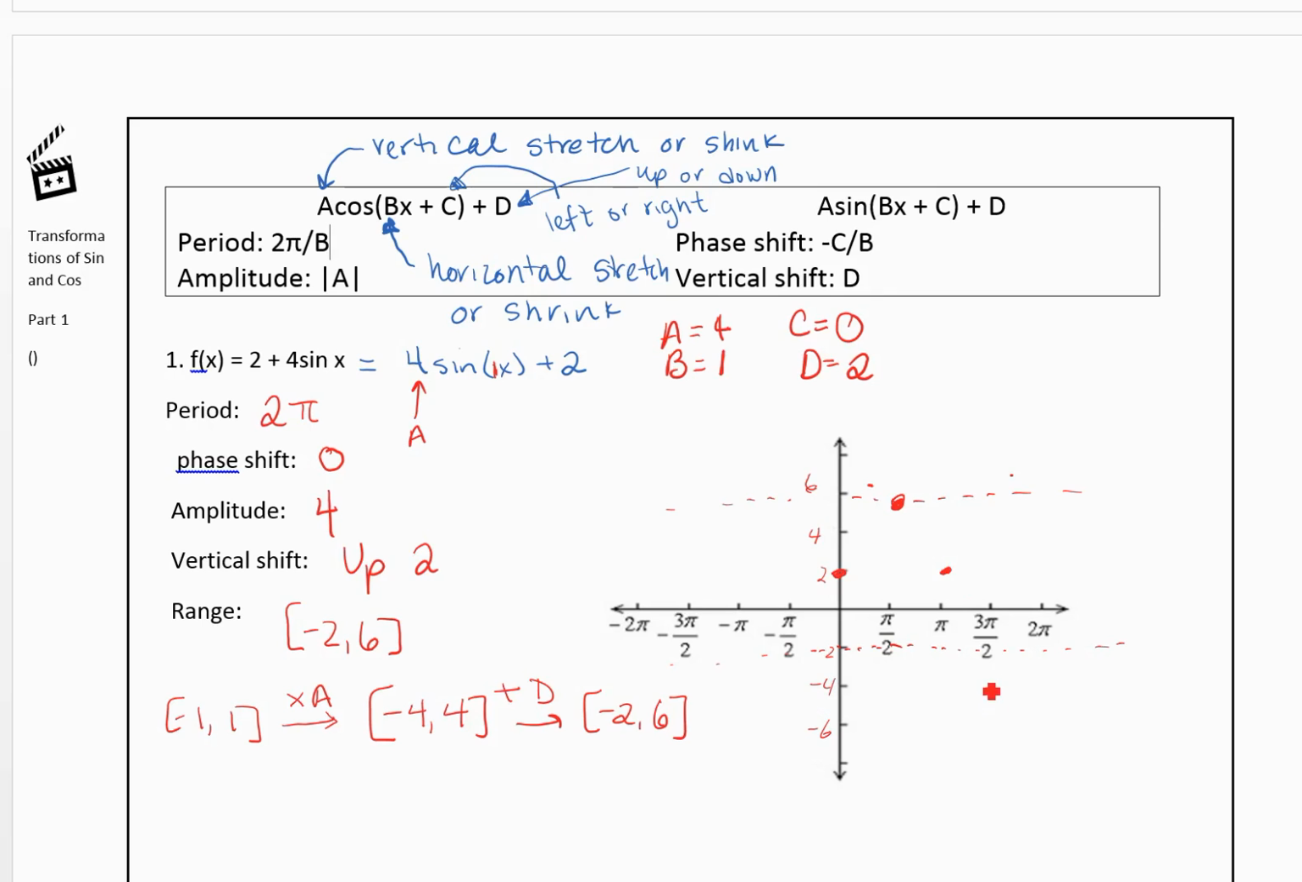Then it goes down to -1 at 3 pi over 2. So if we take -1 times 4, we'd get -4, and we add 2, we get -2. And then at 2 pi, it's normally back at 0, which we've seen will be where it's at 2. So this would keep going in both directions, but at least here you can get an idea if you just graph at least one period of what this new graph looks like.